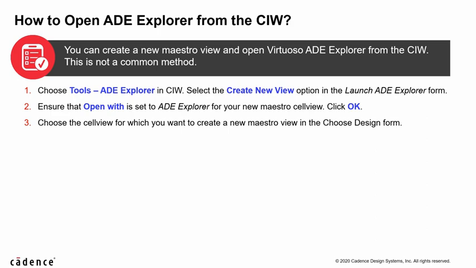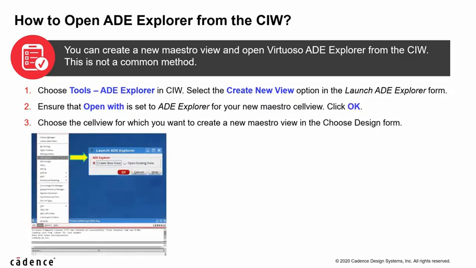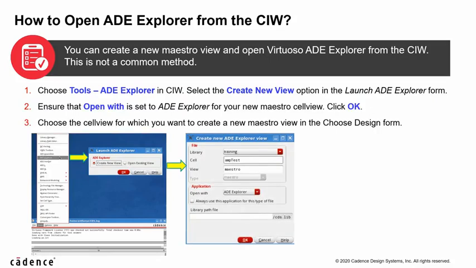So how do you open the ADE Explorer from the CIW? From the CIW, or the command interpreter window that is first initiated when you invoke Virtuoso, go to the Tools menu and choose ADE Explorer. This brings up a Launch ADE Explorer form. There are two options in there. If this is the first new view that you're creating, choose the Create New View option. Say OK to bring up another form called Create New ADE Explorer View. In this, you can specify the library, cell, and the view name.